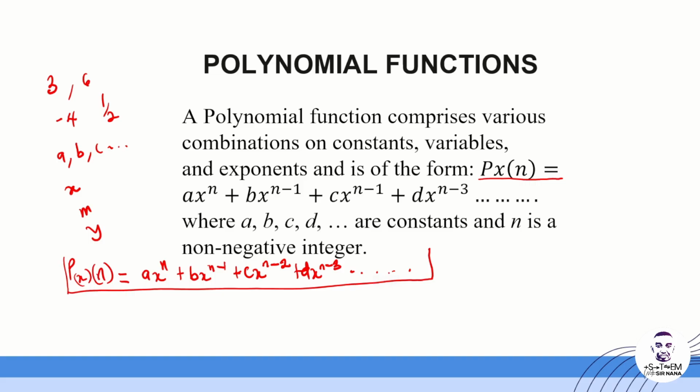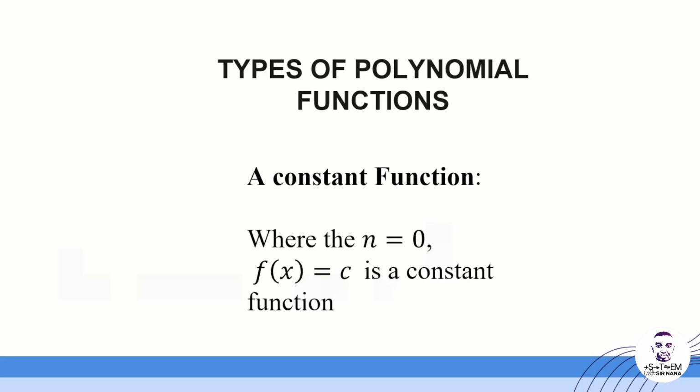Now, there are different types of polynomial functions depending on what n is. For instance, if n is equal to 0, we see that f(x), which is a function, is a constant function. So we get f(x) equal to c. So if n is equal to 0, we have f(x) equal to, let's say, ax raised to the power 0. We know x raised to the power 0 is equal to 1. So we are going to have f(x) equal to a.